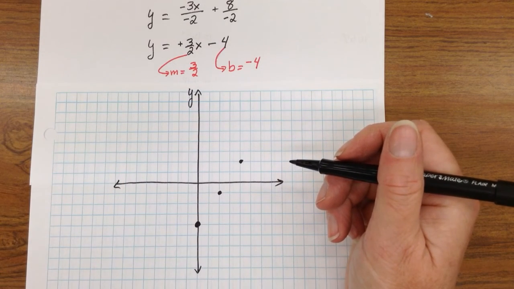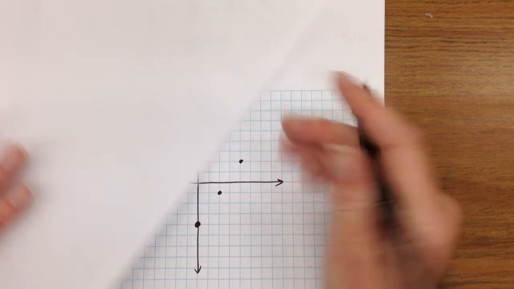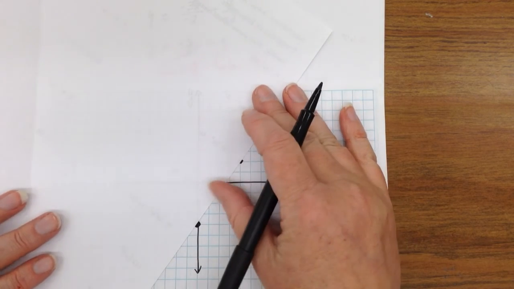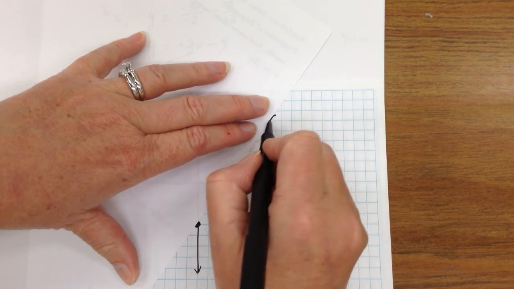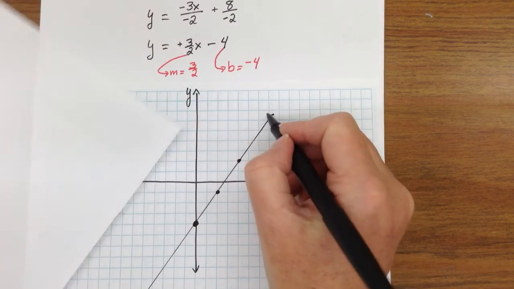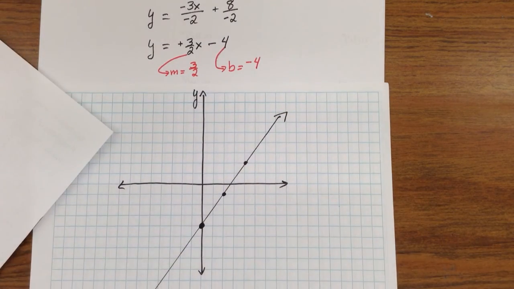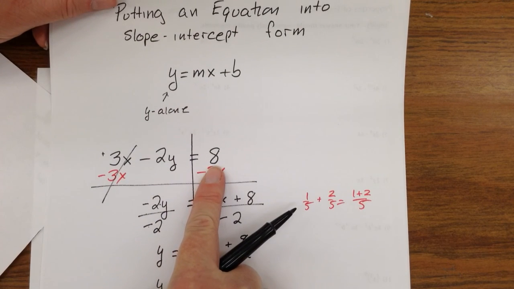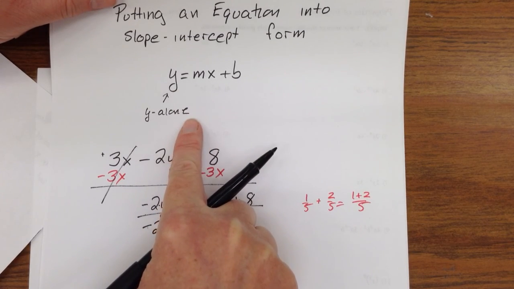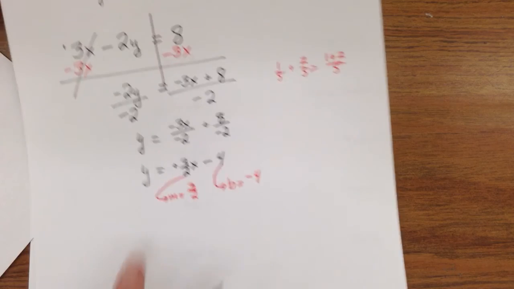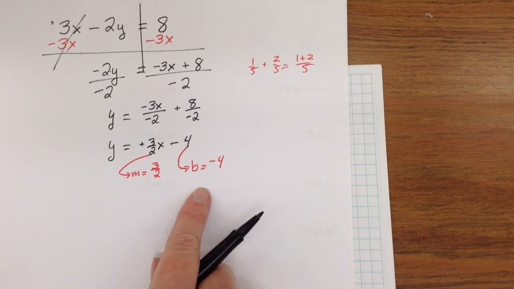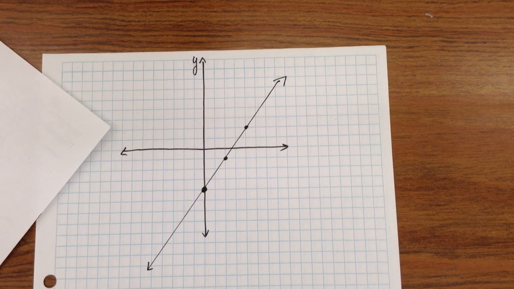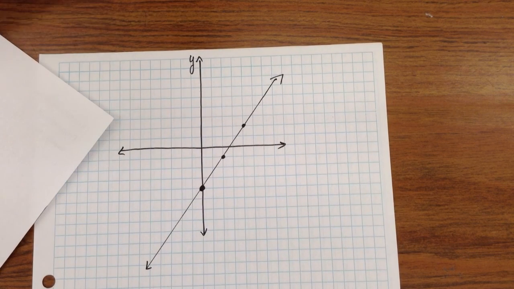But bottom line, we get a line. Not only is it a line, it's our line. It is the line that we were looking for. Now you'll notice when I started this problem, I didn't know what the slope was, I didn't know what the intercept was, I didn't know anything. So by putting it in slope-intercept form, getting the y alone, now I know stuff. I know the slope, I know the intercept, and graphing is easy peasy, lemon squeezy. Hope you enjoyed that.